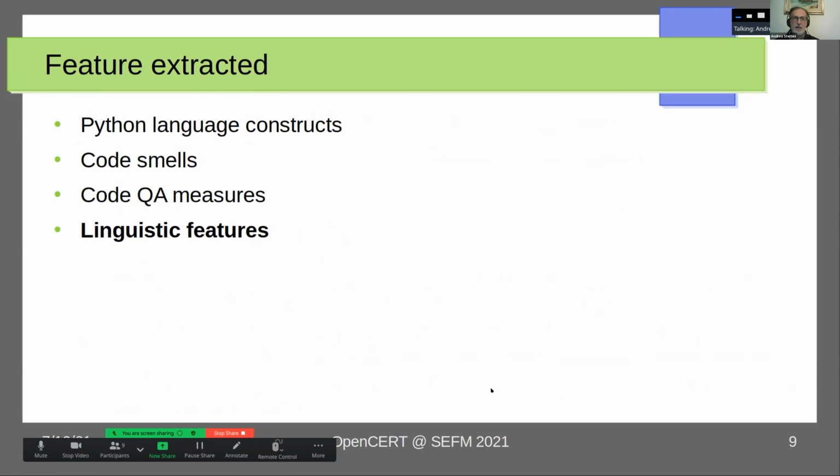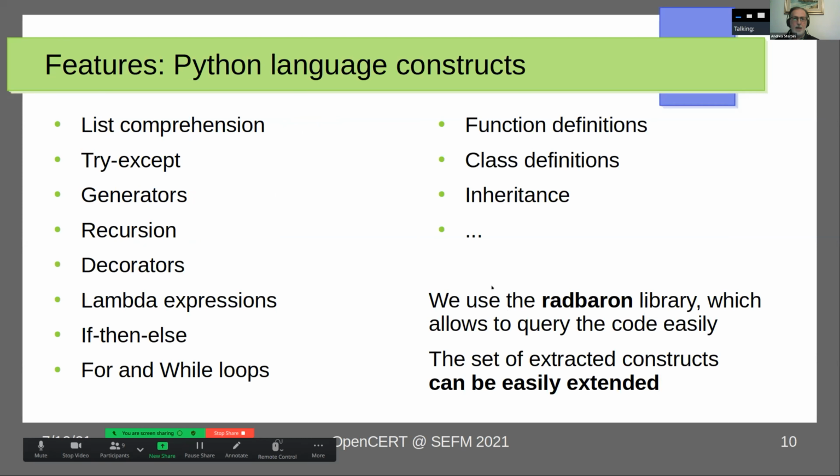So here are the four groups of features we extract: language constructs, code smells, code quality assessment measures, and the linguistic features that are the main novelty of our approach.